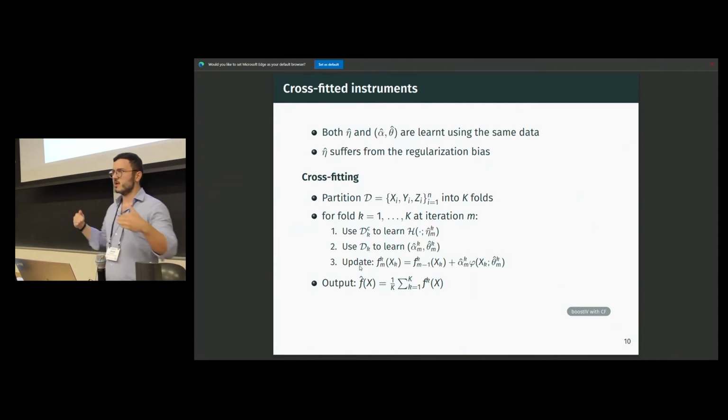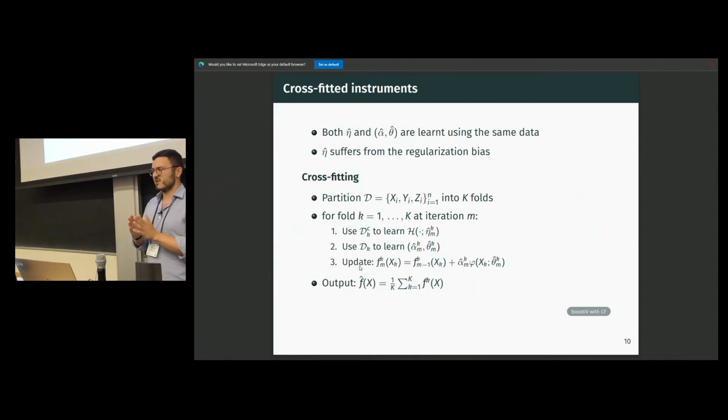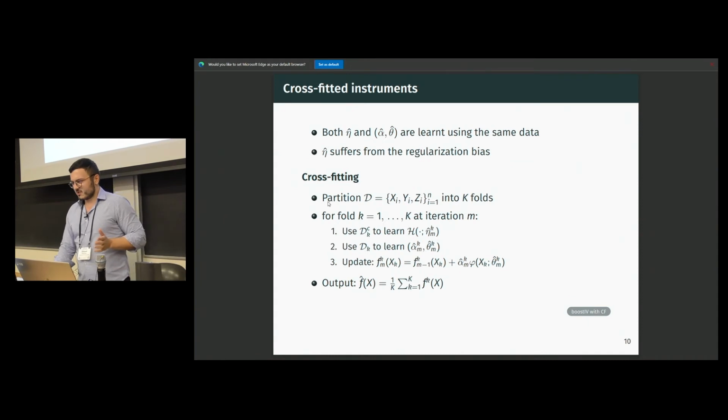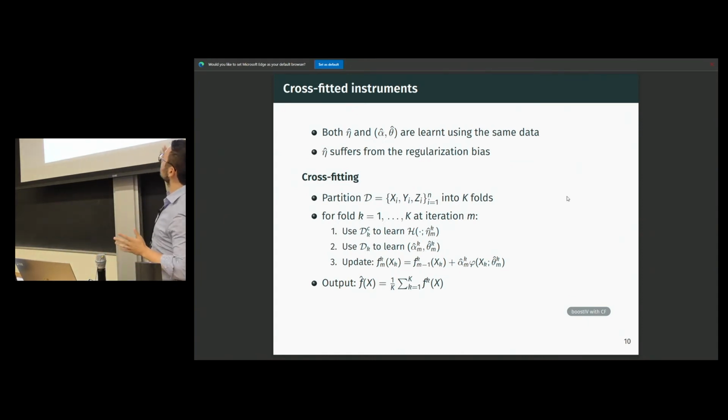In order to avoid that, we can resort to cross-fitting and basically use different data slices to learn these sets of parameters independently of each other. So intuitively, how it works is like this. We're going to partition our data set into k-folds of approximately the same size.